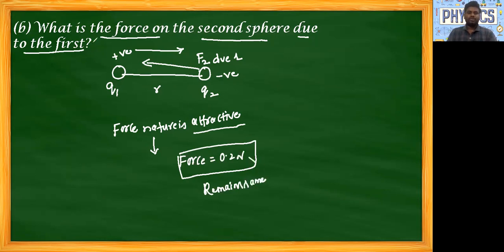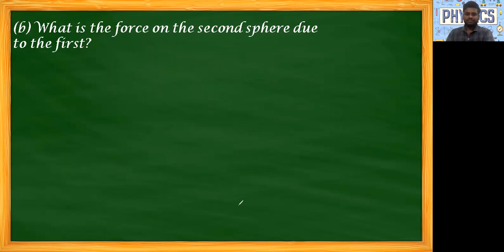If we consider the force acting on the first due to the second, or the force acting on the second due to the first, it just changes the direction. If we consider 2 due to 1, this is our direction. If we consider 1 due to 2, this is our direction. Now we'll see our third question.